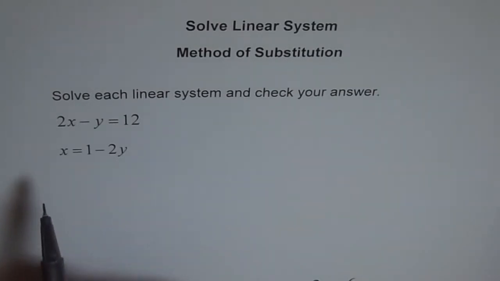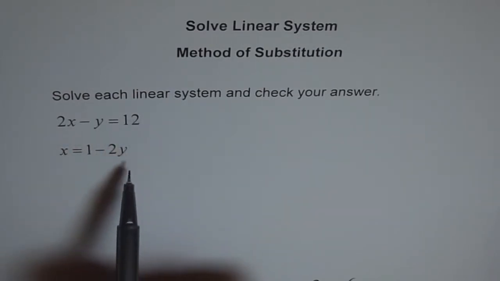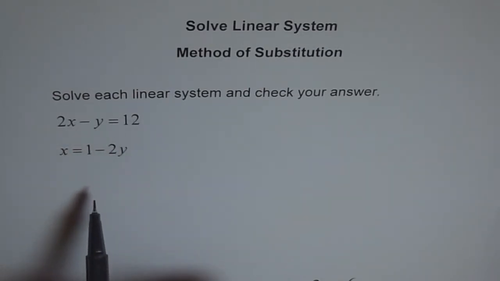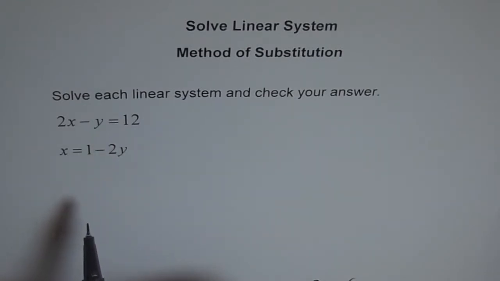When we have two linear equations, they together form a system. And solution means a point which is common to both, a point of intersection. Okay, how do we find it? This is what I'm going to show you now.